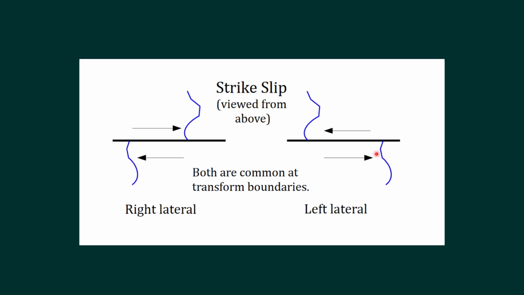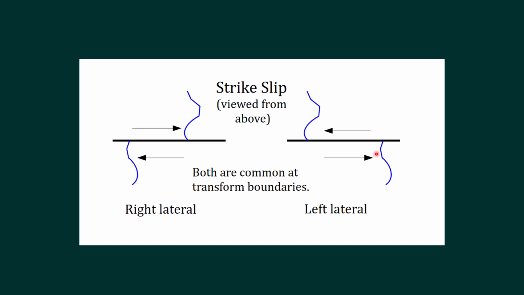Okay, so right lateral is always right lateral. It doesn't matter what side you're standing on. Left lateral is always left lateral. It doesn't matter what side you're standing on. Okay, both of these are very common at transform boundaries, right? The San Andreas fault is a great big right lateral strike slip fault.